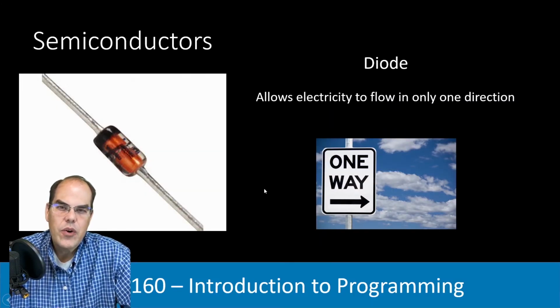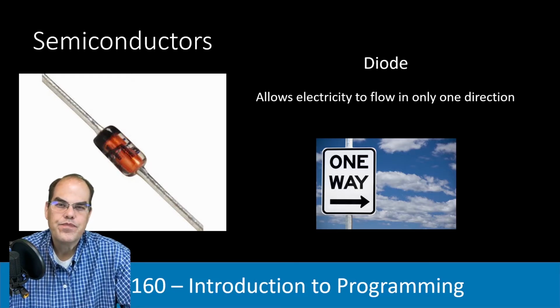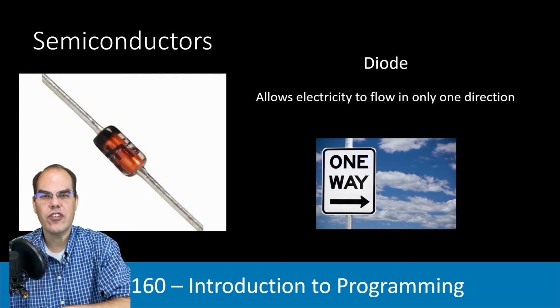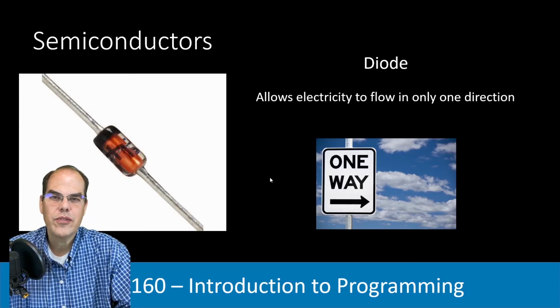The next thing is the diode. You can think of a diode as like a one-way street. It only allows the electricity to go through it one direction, but not the other. If you think about it like a one-way street, it only goes one direction. That's pretty much what a diode is. It's so that the power can't backfill into the circuit when you don't want it to.